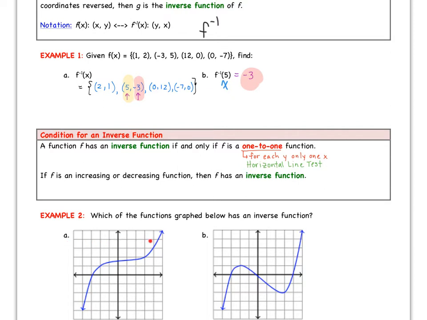So imagine holding a horizontal line. What we want to do is see if this horizontal line only passes our graph at one point, meaning for each y, there is only one x. So what we should see is, yes, this one does pass the horizontal line test. So the inverse is a function. So how would we write that?